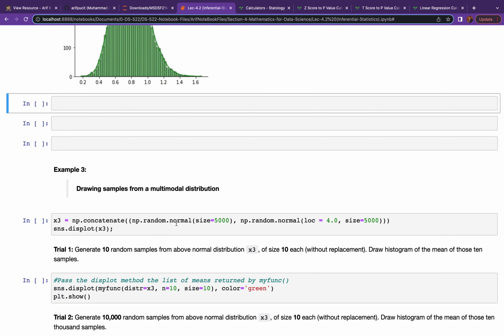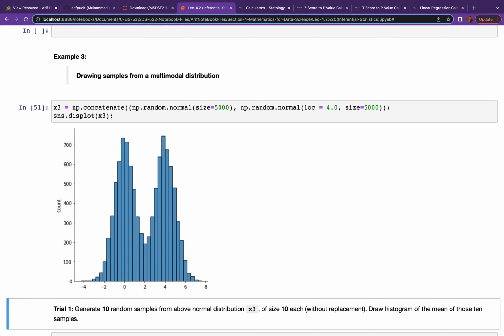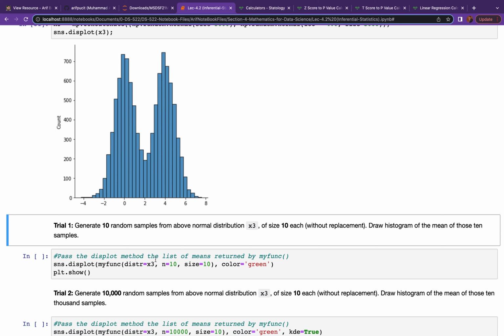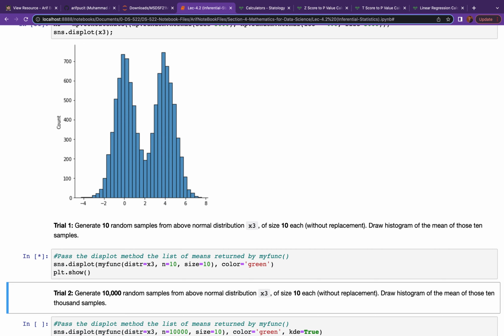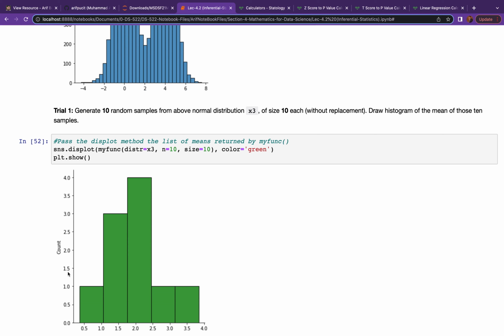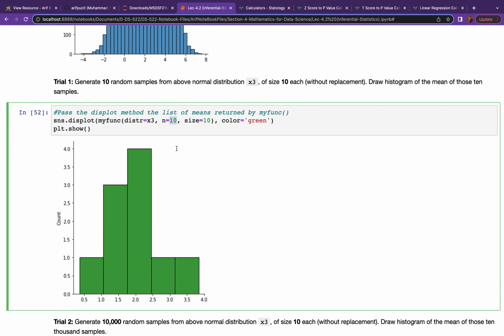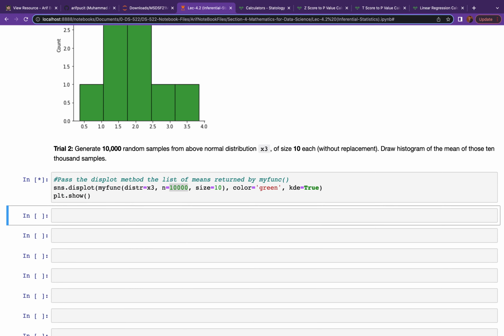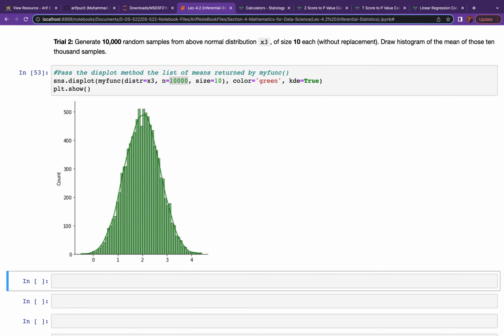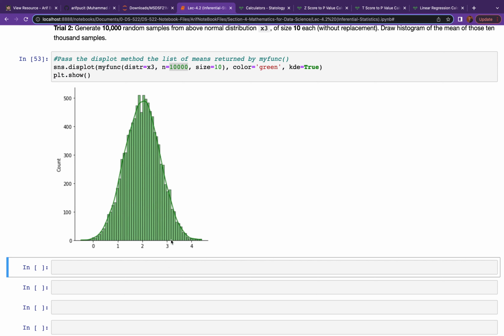Let me repeat this for a multi-modal distribution as well. Let's suppose this is a multi-modal distribution, and let me generate 10 samples from this of size 10 each, compute their mean and draw the histogram. And of course, this is not normally distributed. And if I increase the number of samples to, let's suppose, 10,000 and draw it from that bimodal distribution, you see we have this normally distributed graph.